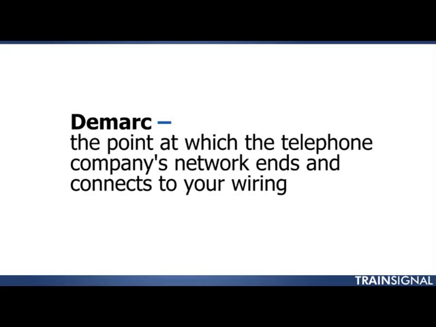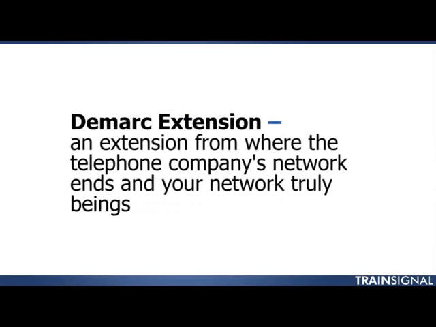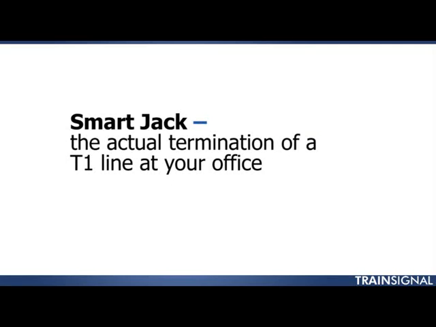And it's basically where the telephone company's network goes to that box, and that box is the beginning of your wiring. Or to be more specific, sometimes we'll have something called a demarc extension, which is an extension from where that telephone company's network ends, and yours truly begins. So the extension may be to a box that's in the building or in your server room, in your wiring closet, things like that. And then we have a smart jack. A smart jack is the actual termination of a T1 line at your office. So if you have a leased T1 line from a telecommunications carrier, the termination of that T1 line coming in at your office is called a smart jack.